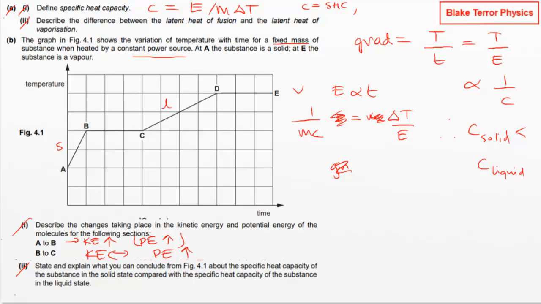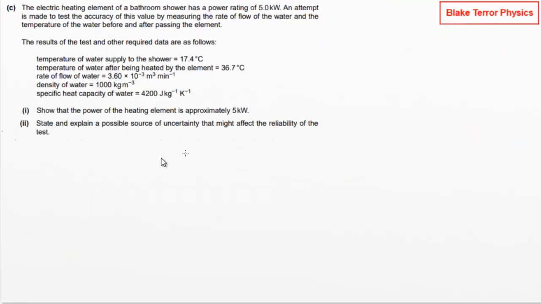Right, let's squeeze in another. Oh, we're still on the same question again, it's another one that's moved on to the next page. The electric heating element of a bathroom shower has a power rating of 5 kilowatts. So we're trying to test the accuracy of that by doing a rate of flow thing. They've given us a whole load of data here. So we've got to show that the power heating is actually that.